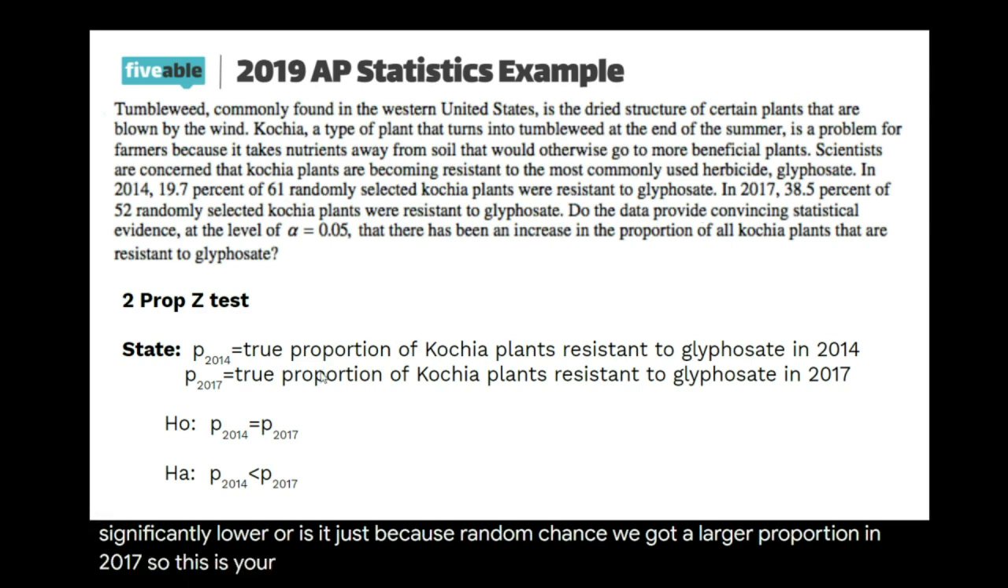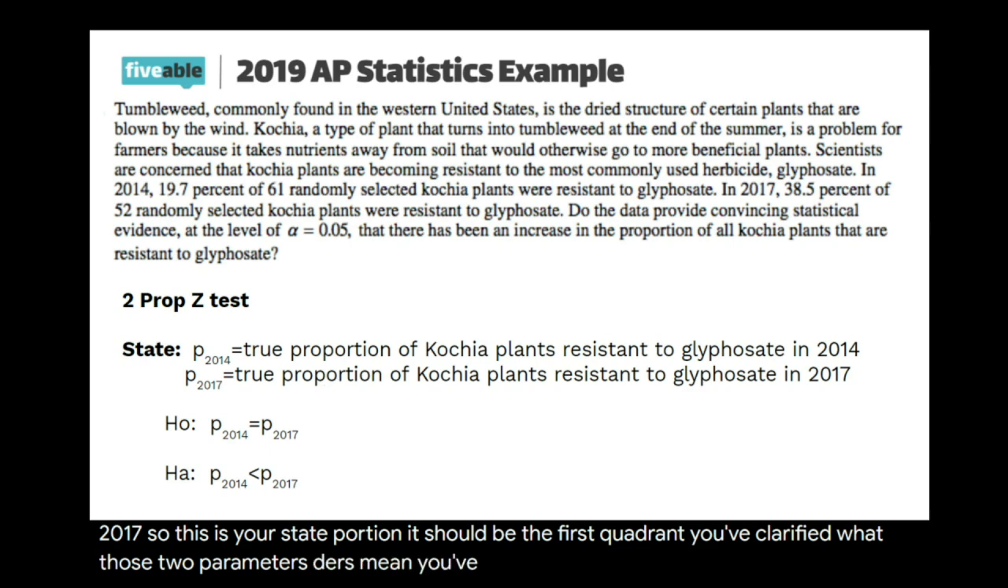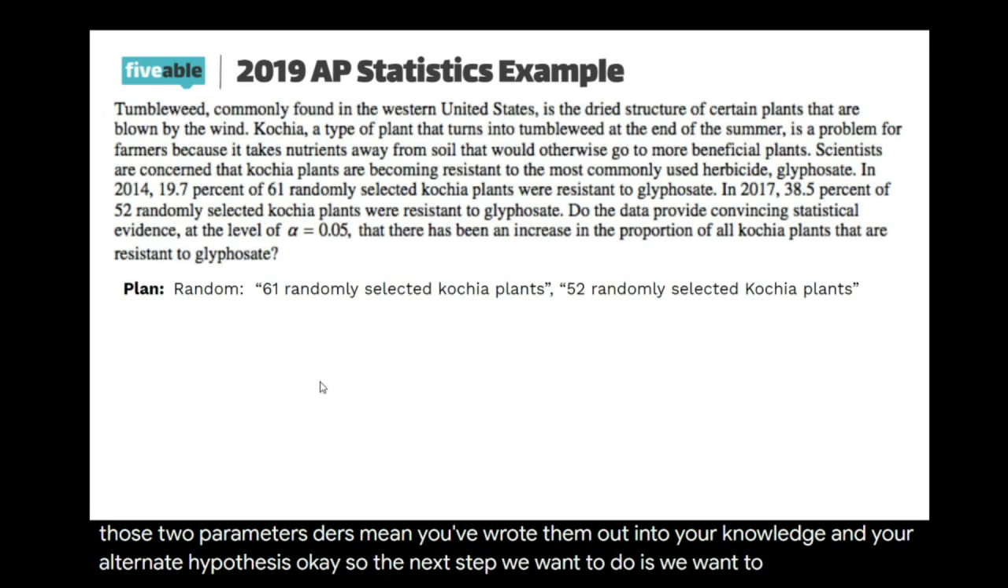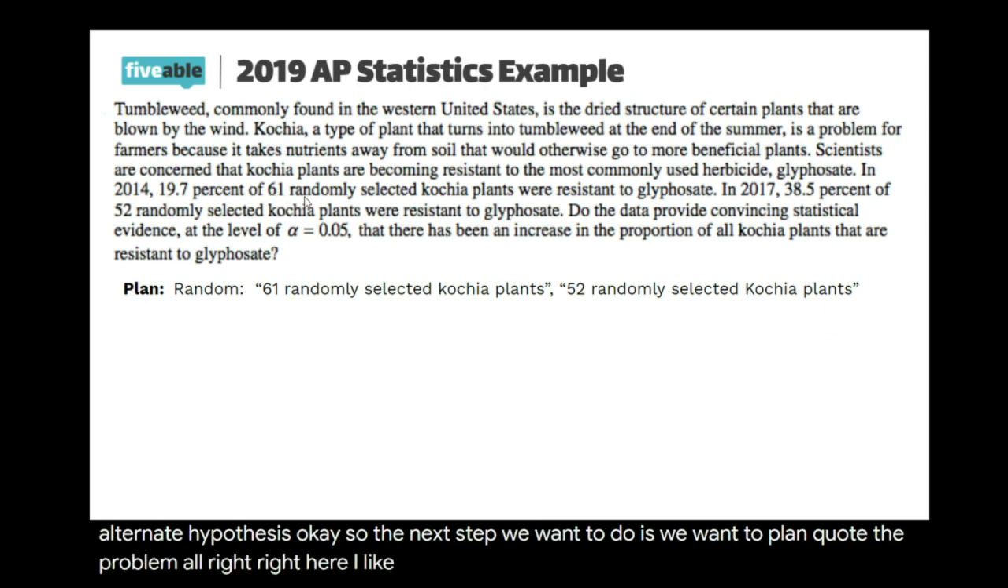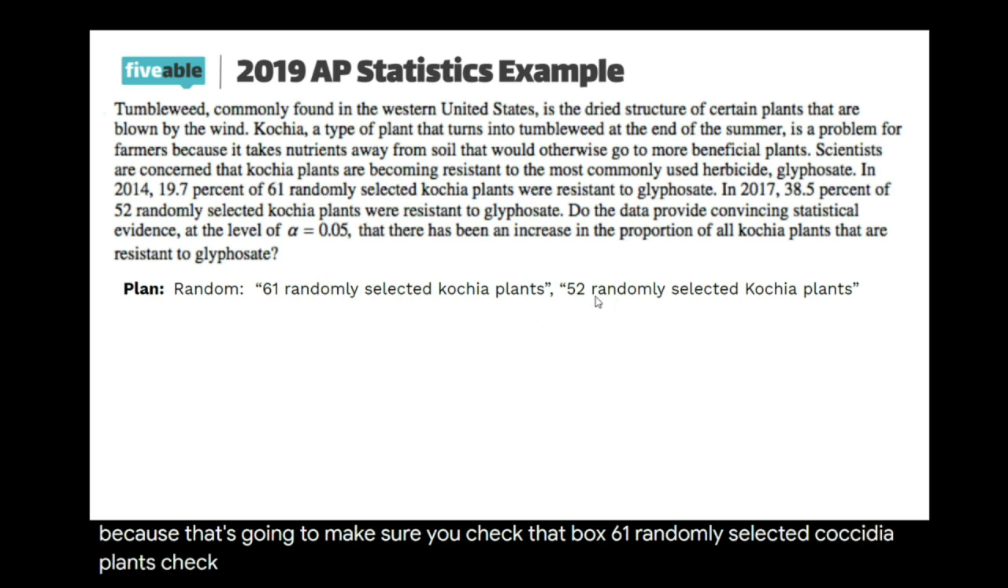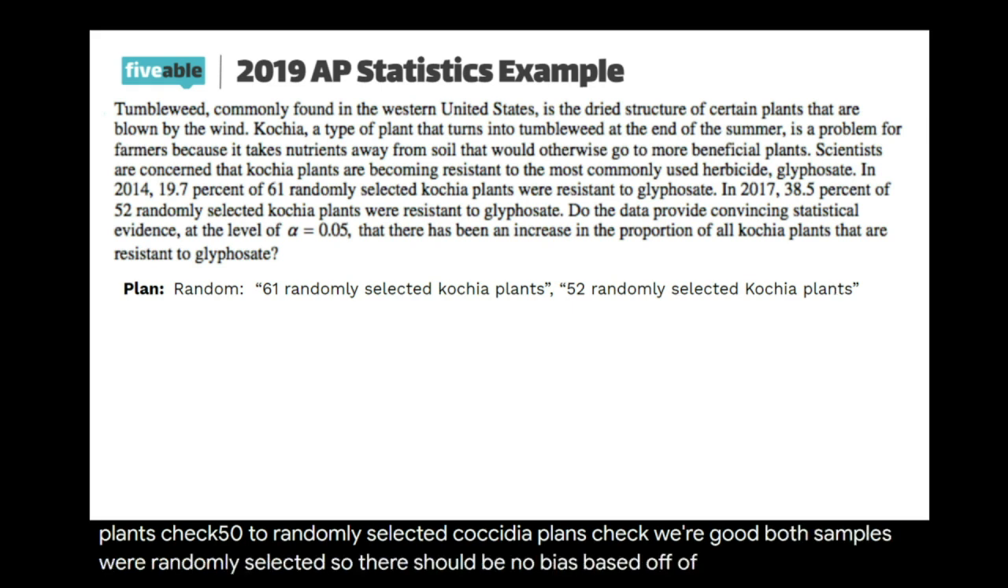So this is your state portion. This should be the first quadrant. You've clarified what those two parameters mean. You've written them out into your null and your alternative hypothesis. Okay, so the next step we want to do is we want to plan. Quote the problem. All right, right here. I like underlining the problem or highlighting it as well because that's going to make sure you check that box. 61 randomly selected kochia plants. Check. 52 randomly selected kochia plants. Check. We're good. Both samples were randomly selected, so there should be no bias based off of my sampling.